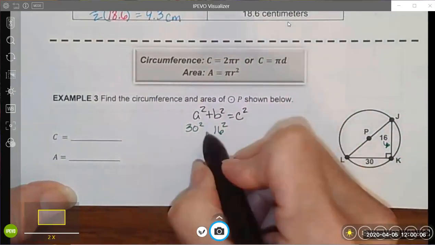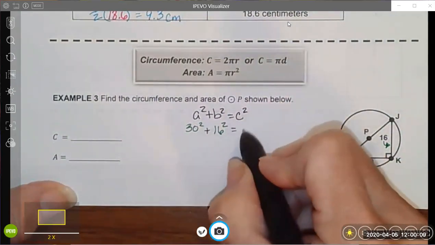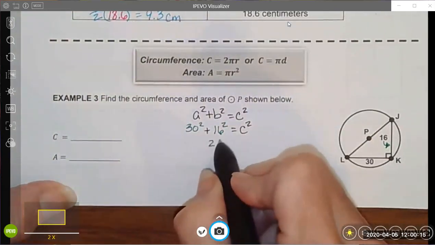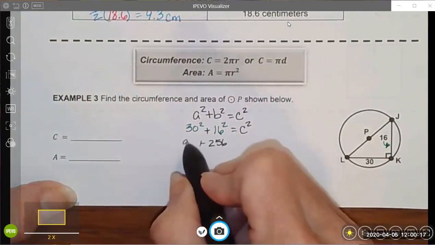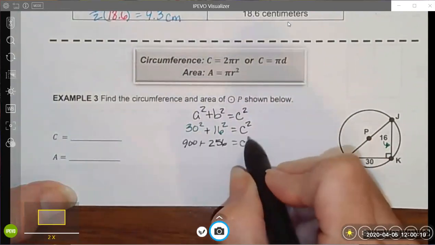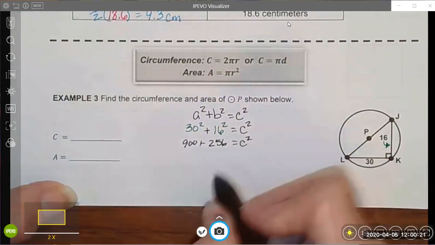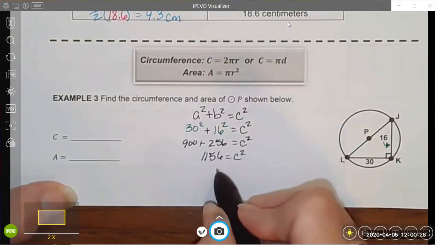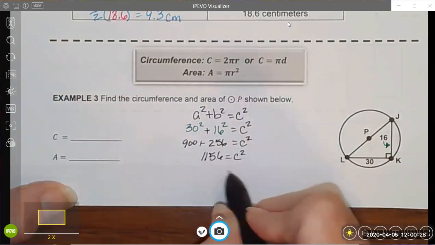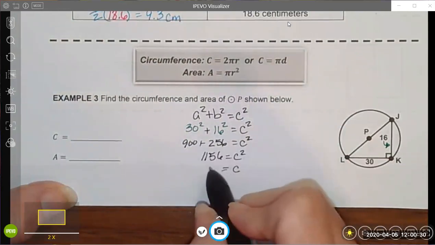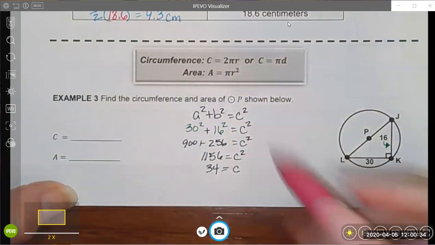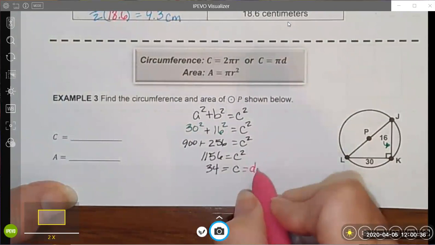And taking the sum of the square of those will give me my hypotenuse. In this case, 256 plus 900 equals c squared. That is 1156 on my handy dandy calculator. And that helps me learn that my diameter equals 34. And I note that in this case, this is my diameter.